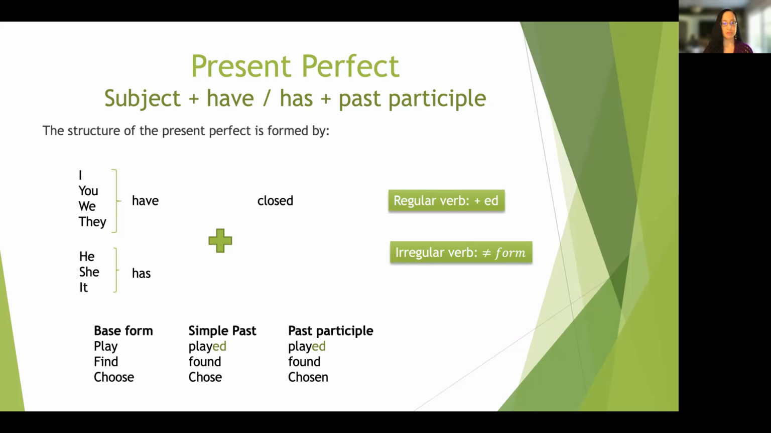So closed, driven, eaten, left, told. Now, which are the regular verbs? The ones with the ed. Which are the ones that are irregular? The ones that do not end in ed. How do we remember that? We have to memorize them. Drunk. You like that one, right? Are you drunk on learning present perfect yet?